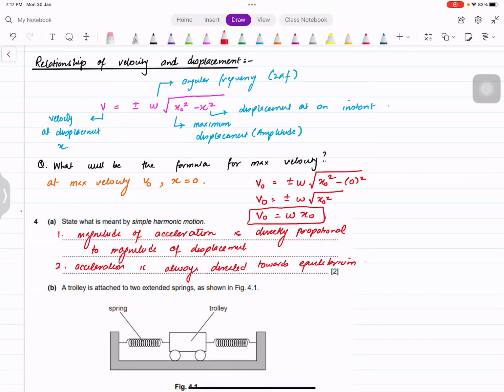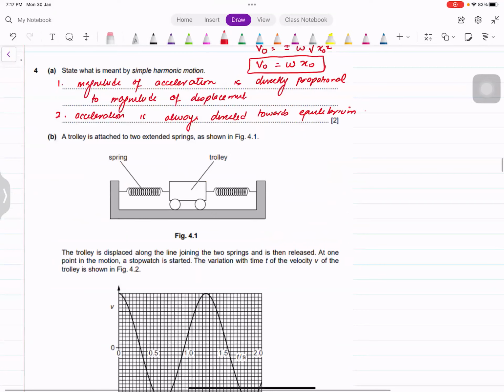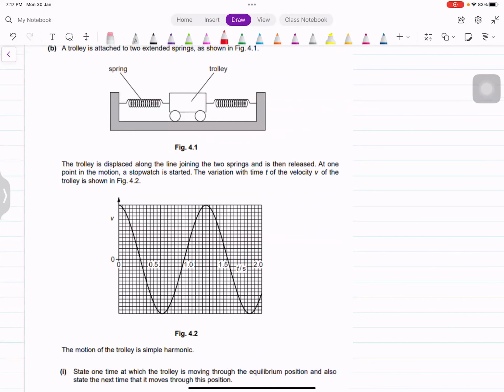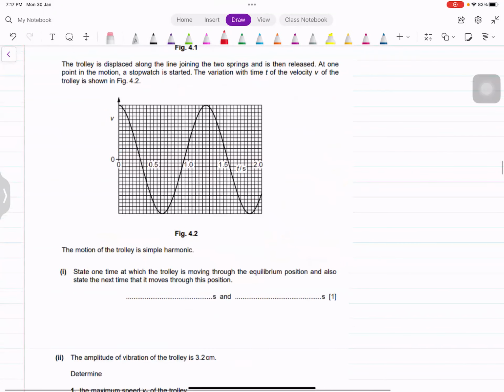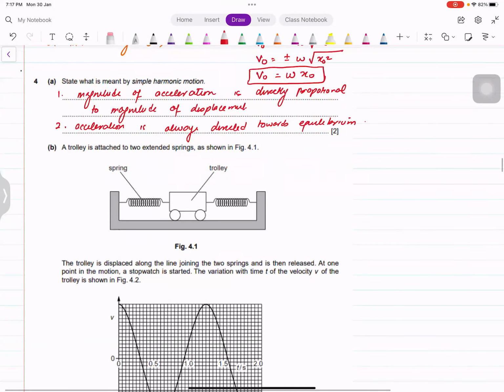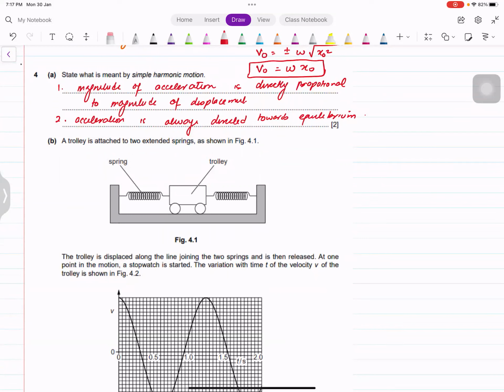Okay, so now going to the next question, next part. So you have given something like this, and it says state one time. Sir, could you show that question again? Yes, here you go. Just one sec. Yeah, okay, thank you, sir.